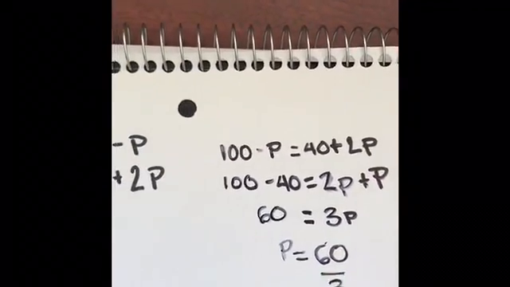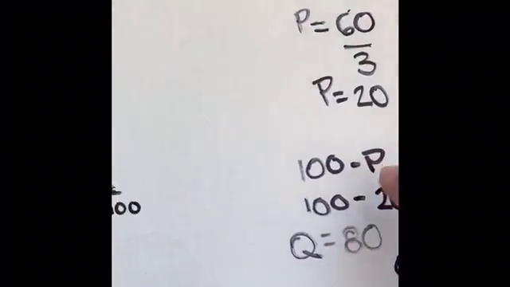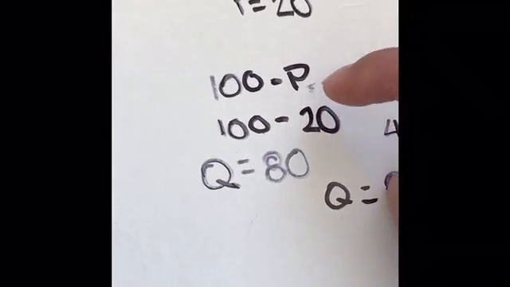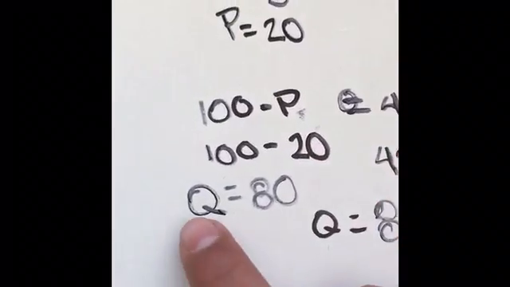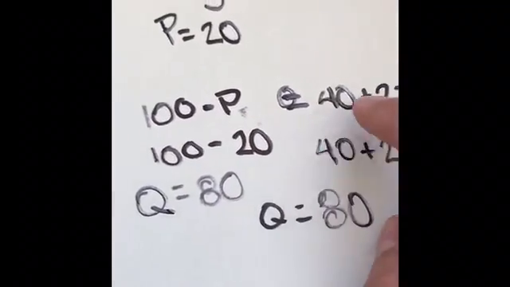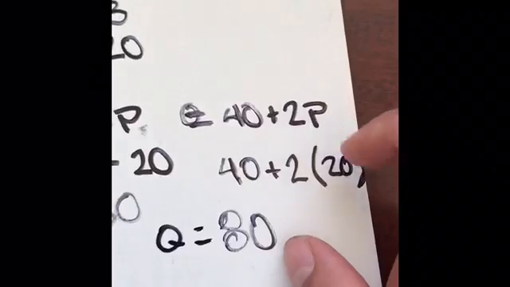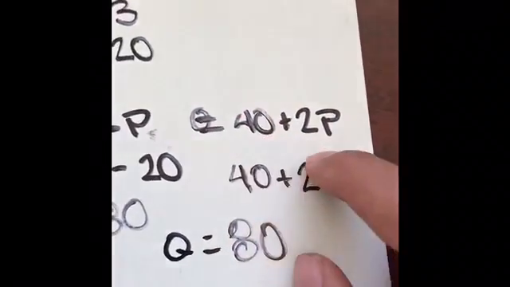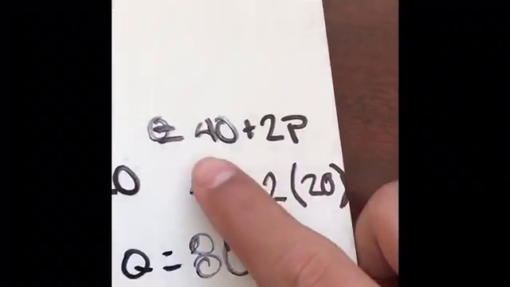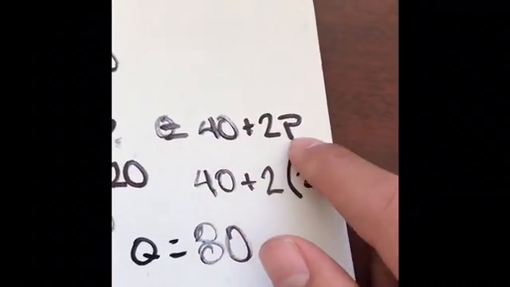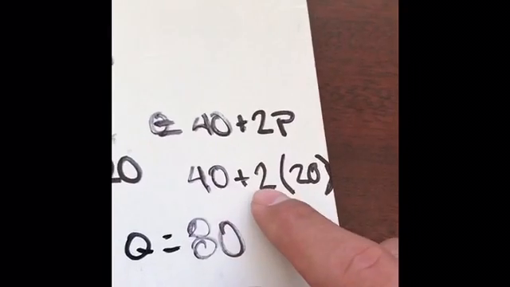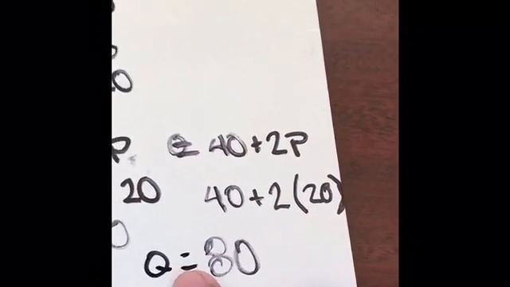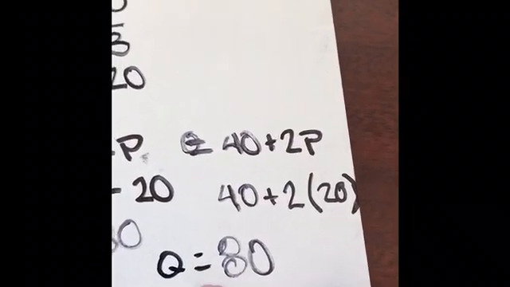So we're going to replace it in both equations. This is the first one, 100 minus price, and replace it, and our quantity is 80. To be sure of our result, we're going to do it in the second equation, supply, and we have 40 plus 2 times the price, 40 plus 2, and we replace the price with 20, and our result is going to be 80.